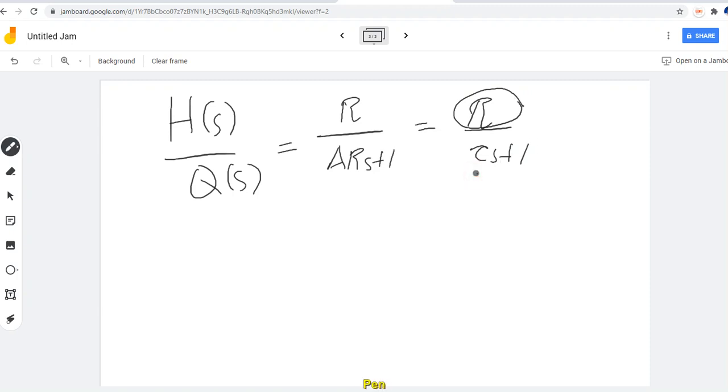The time constant is tau, which is the product of the area and the linear resistance to flow. Our first order systems always have this form in the denominator: tau S plus 1. They will only differ in the numerator. So this is how we derive the transfer function of a first order system, using Laplace transforms in evaluating differential equations that were used to model the system.